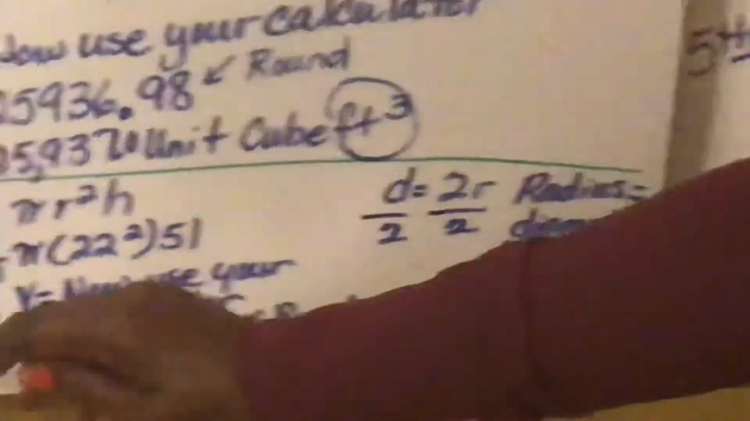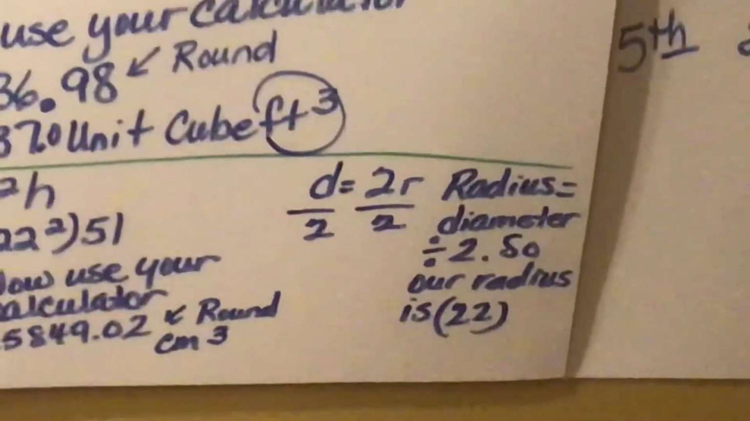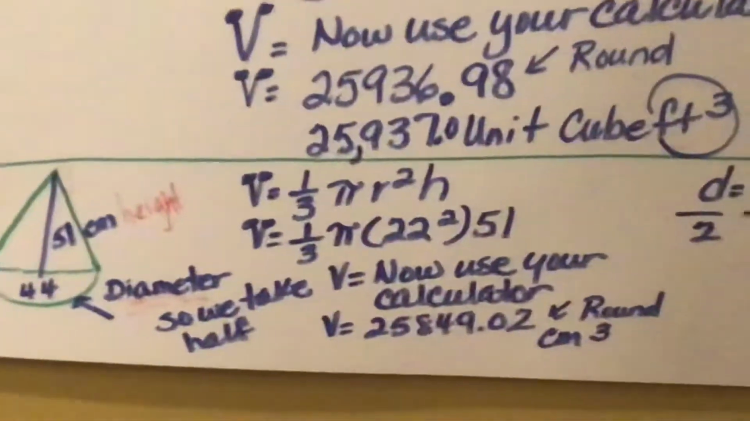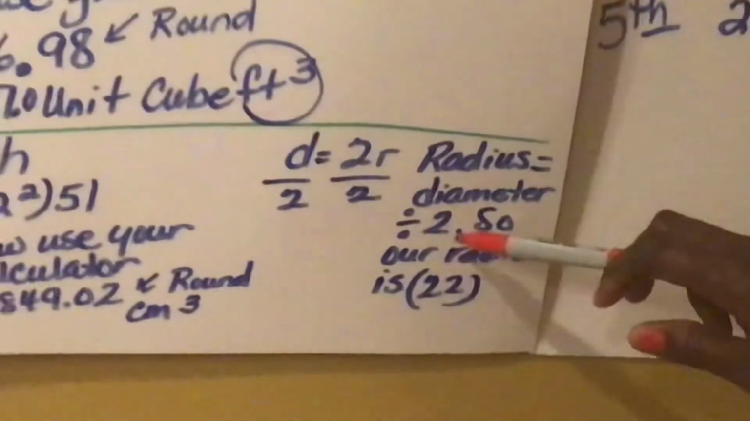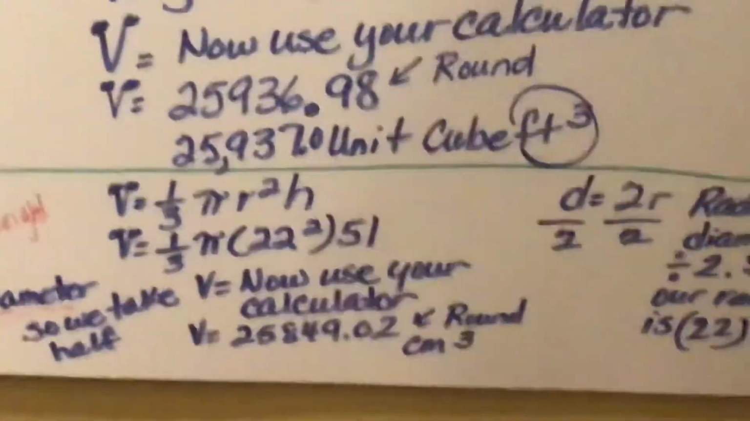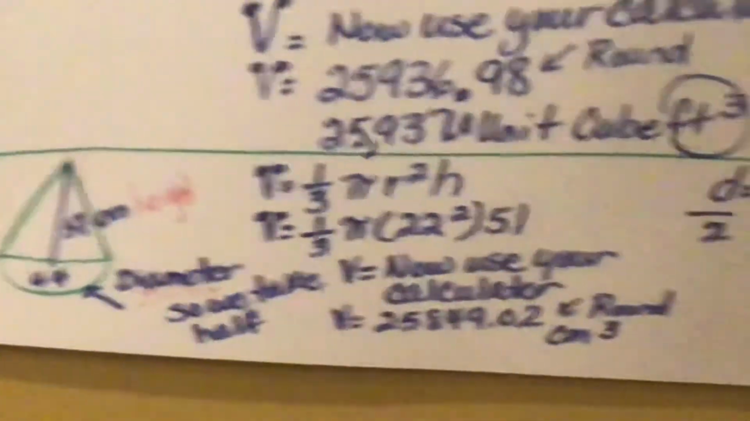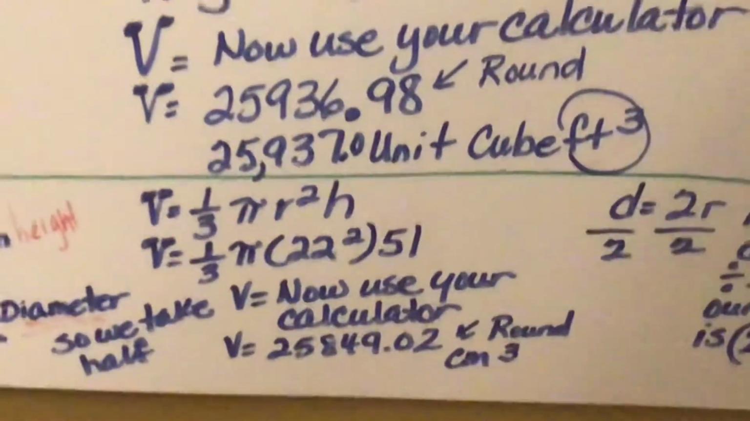Absolutely. And notice that this is 44. So half of 44 is what? 22. So that's why instead of using the 44, I must use the 22. Because the radius is the diameter divided by 2. So the radius is 22, because this picture shows the diameter. So we have to take half.